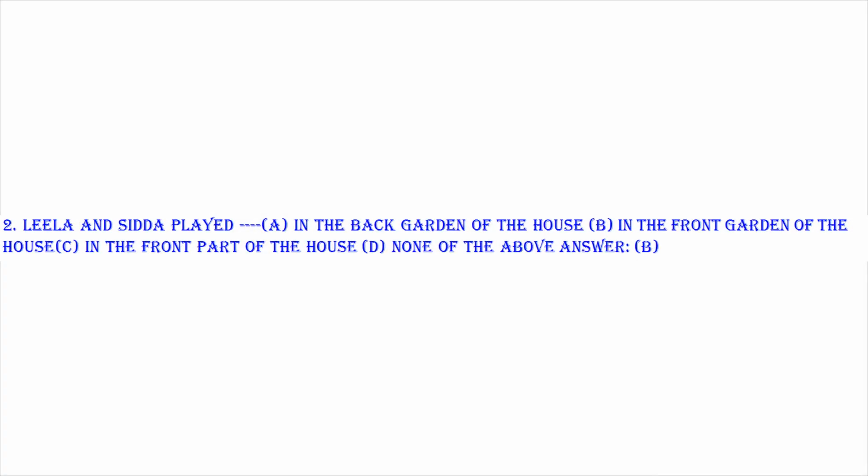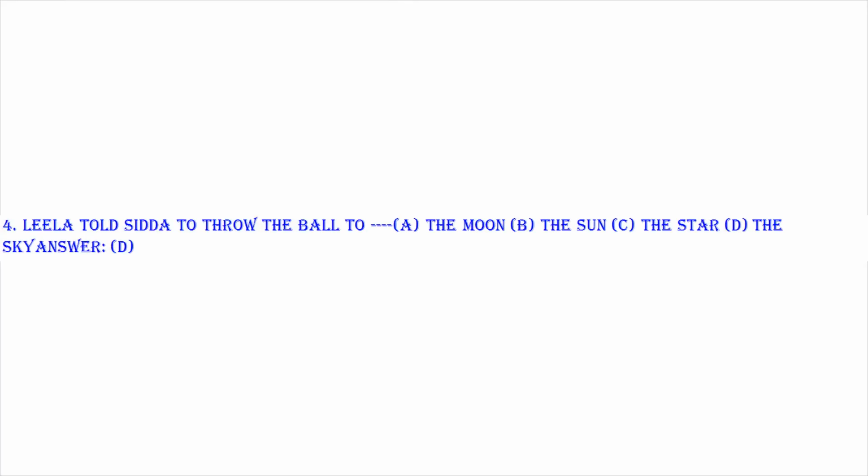2. Leela and Siddha played, A. In the back garden of the house, B. In the front garden of the house, C. In the front part of the house, D. None of the above. Answer, B. 3. Siddha's company made Leela, A. Supremely depressed, B. Supremely sad, C. Supremely happy, D. None of the above. Answer, C. 4. Leela told Siddha to throw the ball to, A. The moon, B. The sun, C. The star, D. The sky. Answer, D.